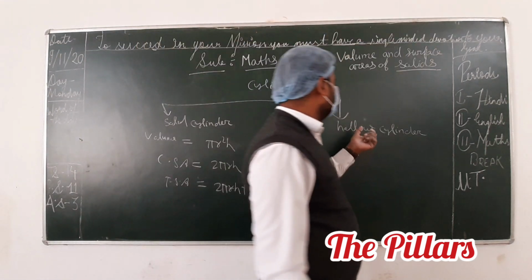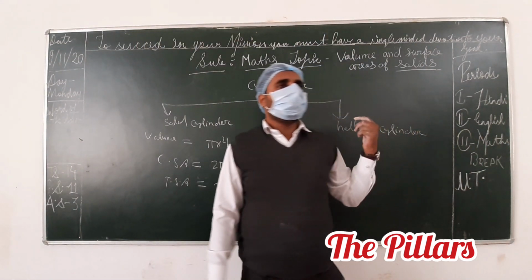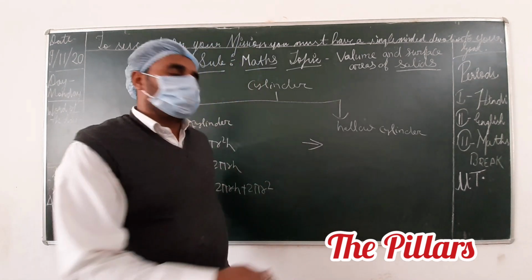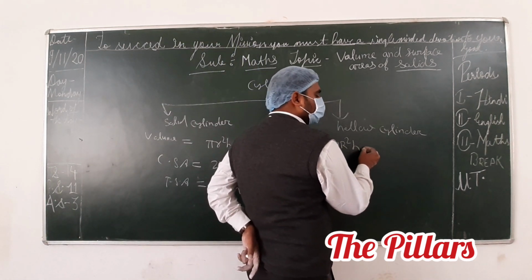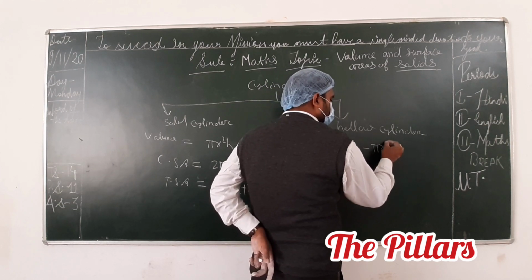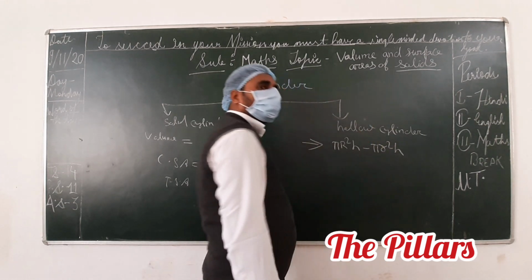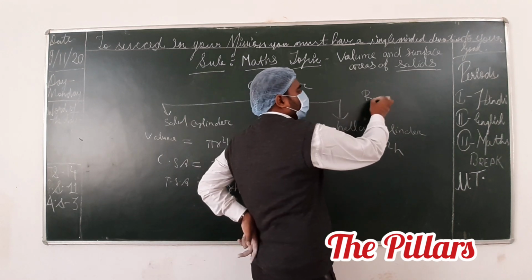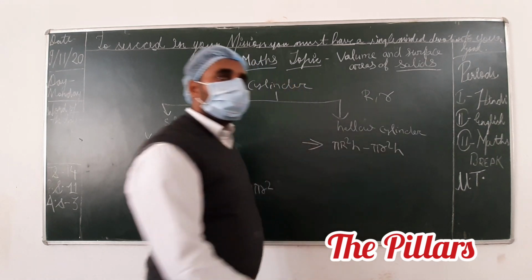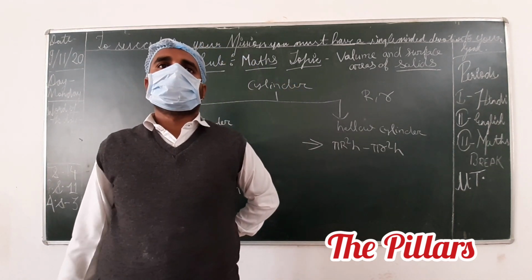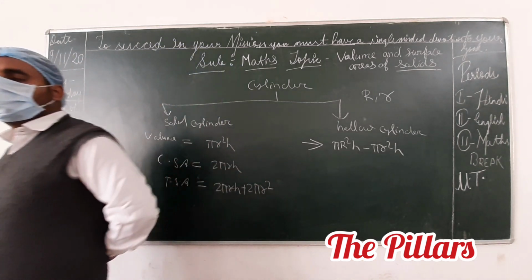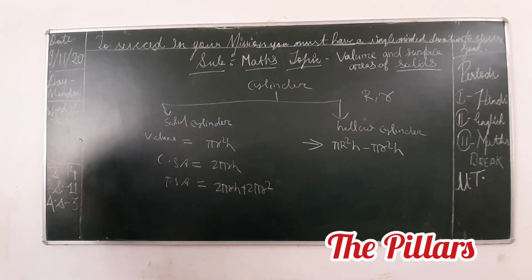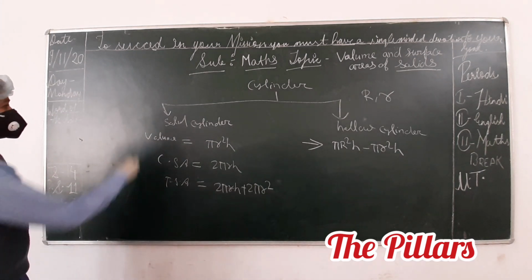Apurva, what is the volume of the hollow cylinder? Pi capital R square h minus pi small r square h. What is the difference between capital R and small r? Capital R is what is connected on the board. You can turn on the board if you want. What is the difference between capital R and small r?